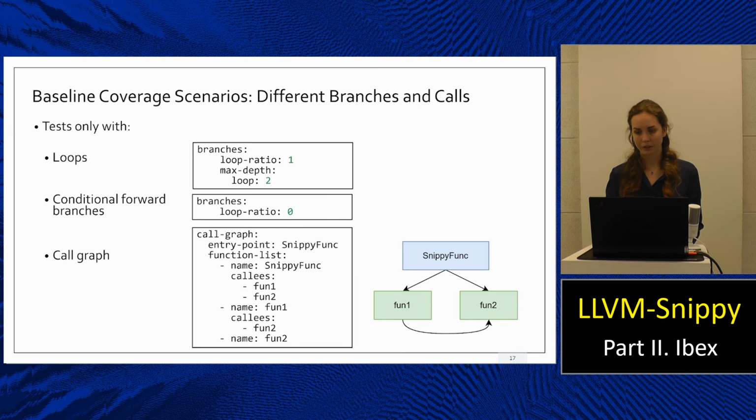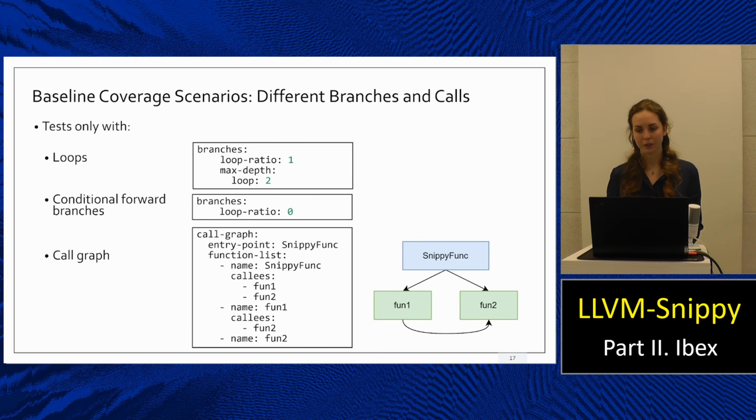Dependencies between registers and memory are not enough. To push coverage further, the program must change the execution flow. We add branches, loops, and function calls. This slide shows three scenarios. The first one is loops. We set loop ratio 1, so branches are used specifically to form loops. At the same time, we limit nesting depth, so the test remains interesting without creating excessively long repetitive loops.